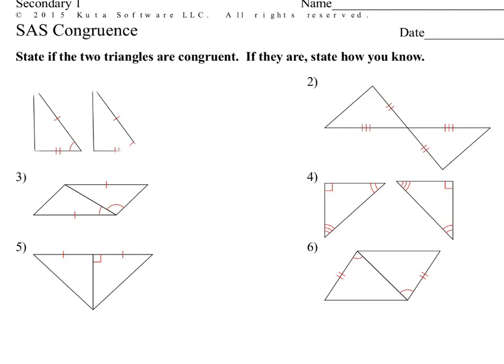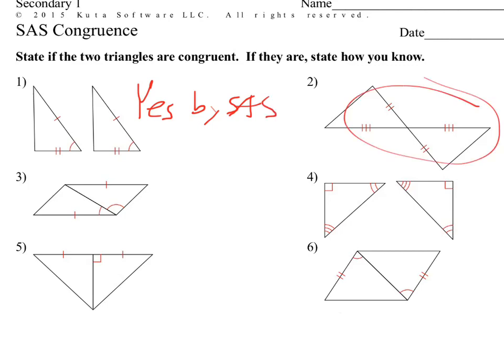So if you look at number 1 here, the one I just almost erased there, we have a pair of sides that match, another pair of sides that match, and the angle between them. That gives you side angle side on both of those triangles. So this one is yes by side angle side. And that brings us to 2.